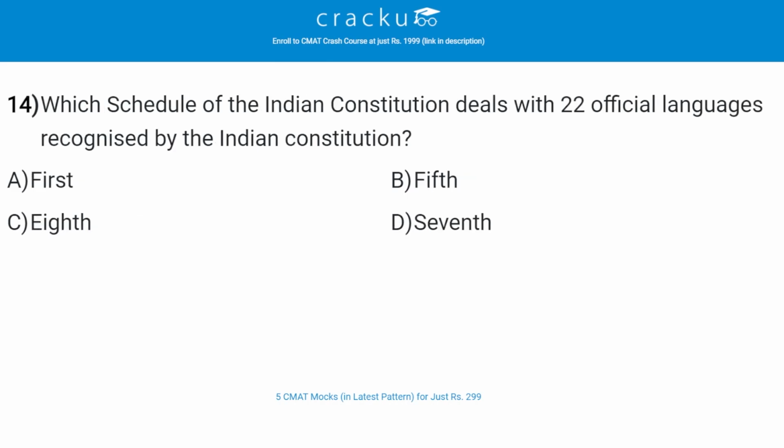Which schedule of the Indian Constitution deals with the 22 official languages recognized by the Indian Constitution? The correct answer is C, 8th. So, as per Article 344 and 351 of the Indian Constitution, the 8th schedule includes the recognition of the following 22 languages. Let's check the next question.